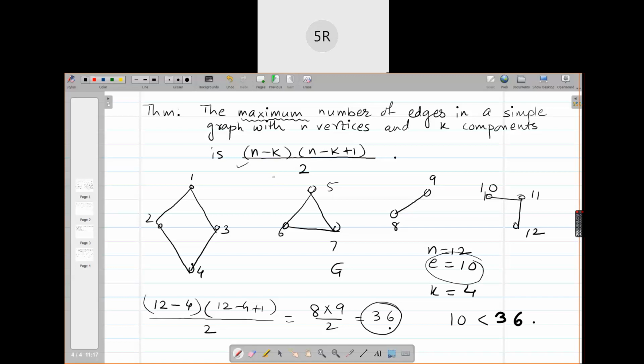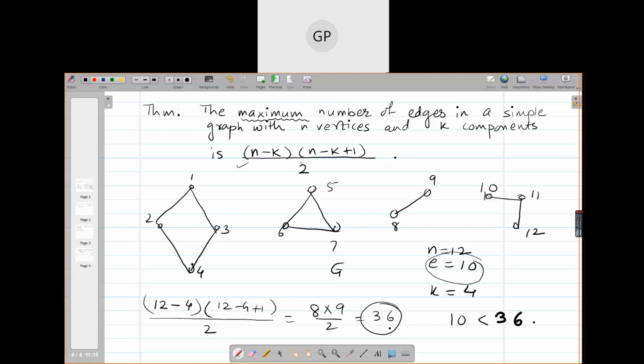So it will have maximum 36 edges because... and it is saying simple graph. Simple graph. So there are different possibilities, you know. This is one of the possibilities I have taken.